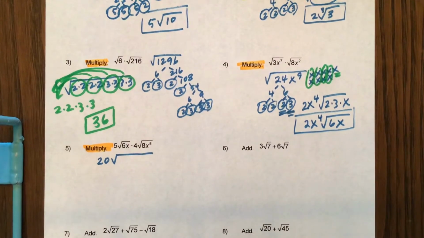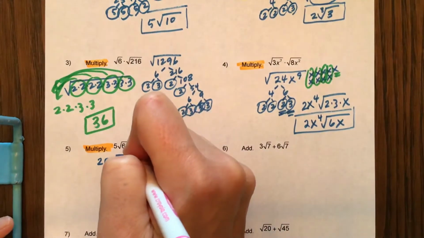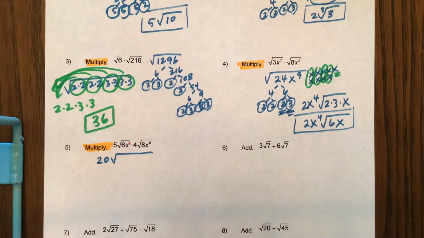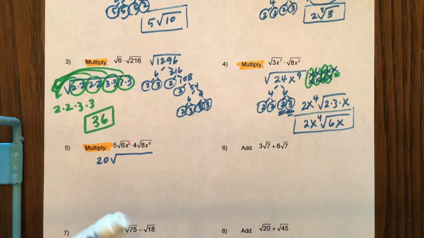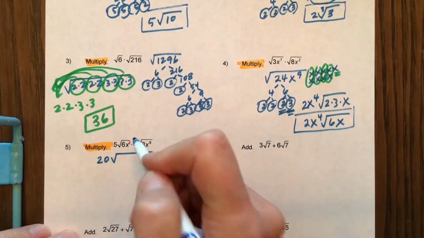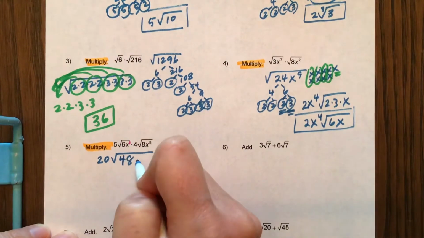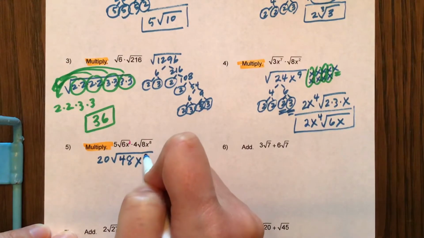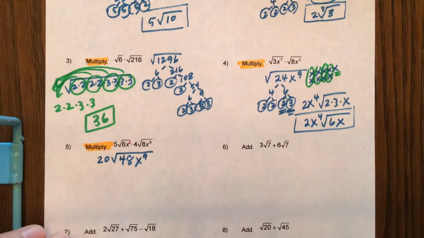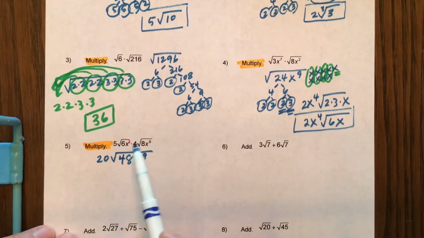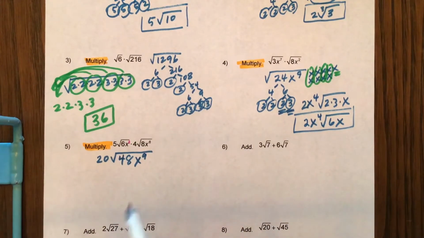Remember that that is 6x to the 1st. So when I do 6 times 8, that's going to give me 48x to the 9th power, because I remember I add the exponents. So I've got 20 times 48 x to the 9th. So now I'm going to simplify that.